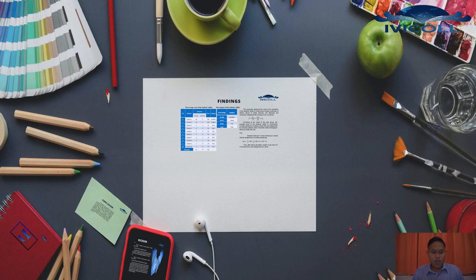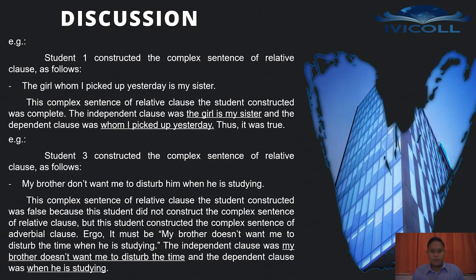Well, the next one is about discussion. As mentioned in the instrument, I gave the instruction for students to construct 10 complex sentences of relative clause in the test, but there were 2 students able to construct 10 sentences, 3 students able to construct 9 sentences, 1 student able to construct 8 sentences, 2 students able to construct 7 sentences, and 2 students able to construct 6 sentences. Consequently, there were still several students who had not been able to construct 10 correct sentences using relative clause in the test. So there was still a common mistake which several students made.